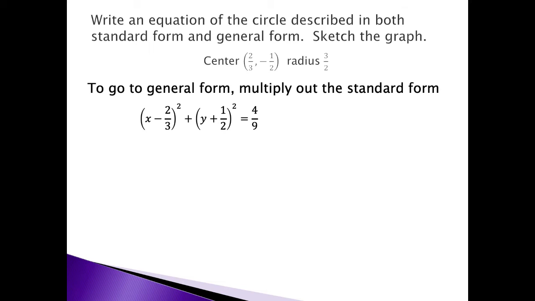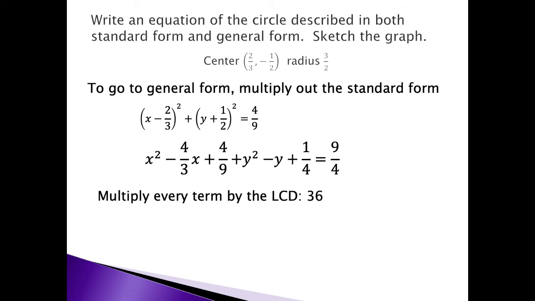Now I'm going to substitute that back into the standard form, and I get x squared minus 4/3 x plus 4/9 plus y squared plus y plus 1/4 equals 9/4. How do I get rid of all those fractions? Well, my LCD is 36 because 3 goes into 9, and 9 and 4 is 36. If I multiply every term by 36, then I will get rid of all my fractions.